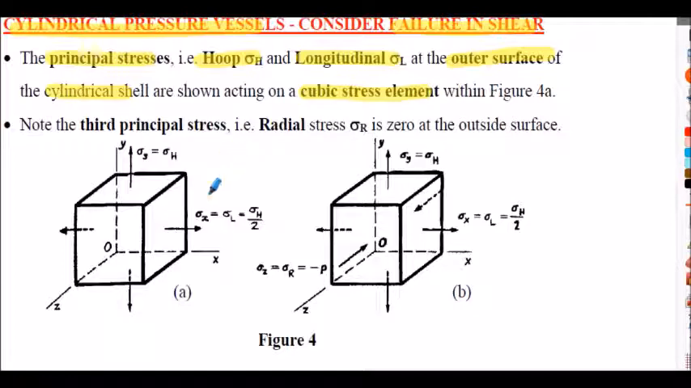I've got my hoop stress shown there and my longitudinal stress, which is half of the hoop stress. So there is a third principal stress called the radial stress, but that's always assumed to be zero. So the stress in the radial sense, shown here, is negligible compared to what we're considering. So just two stresses we're considering here.